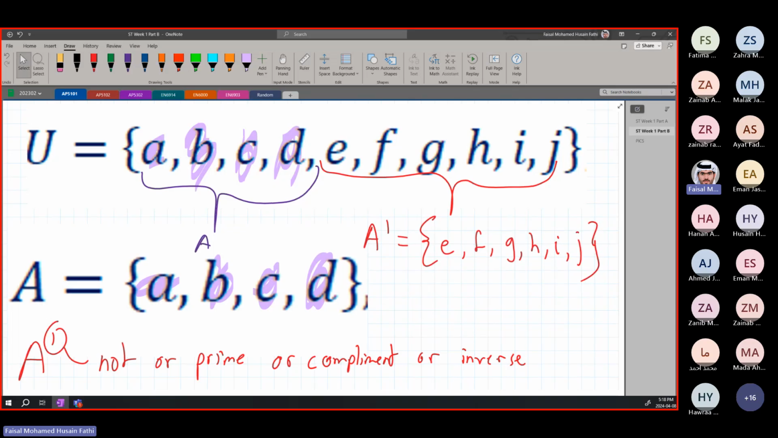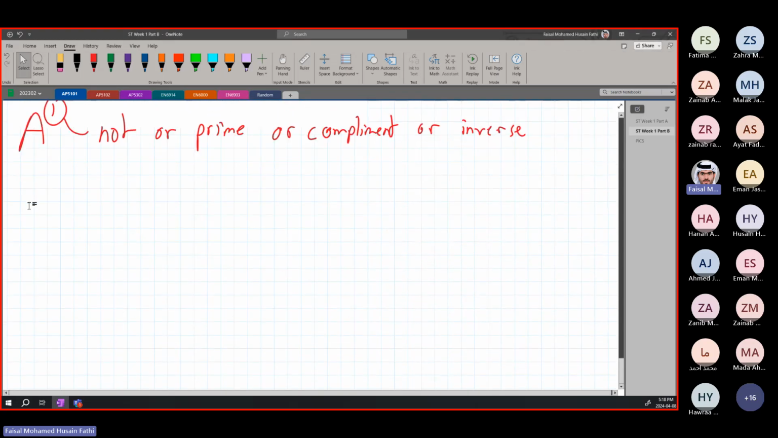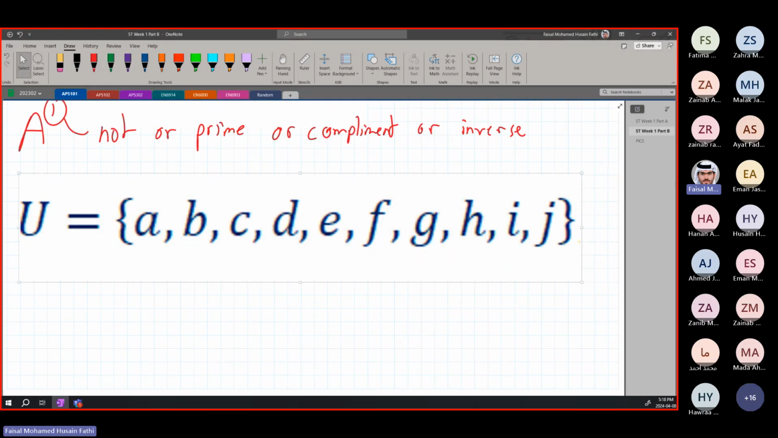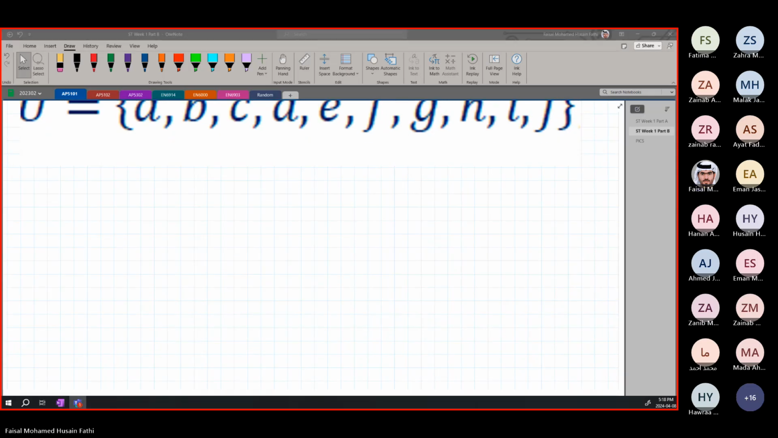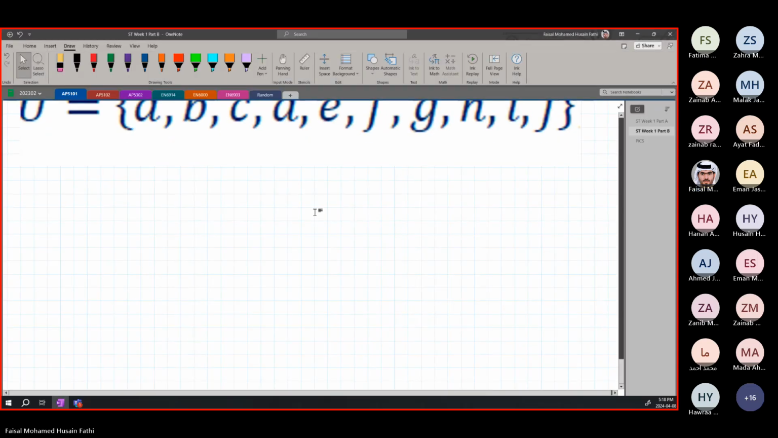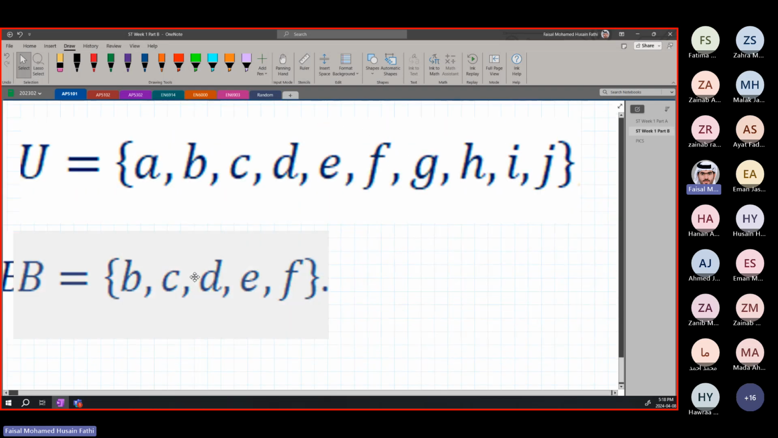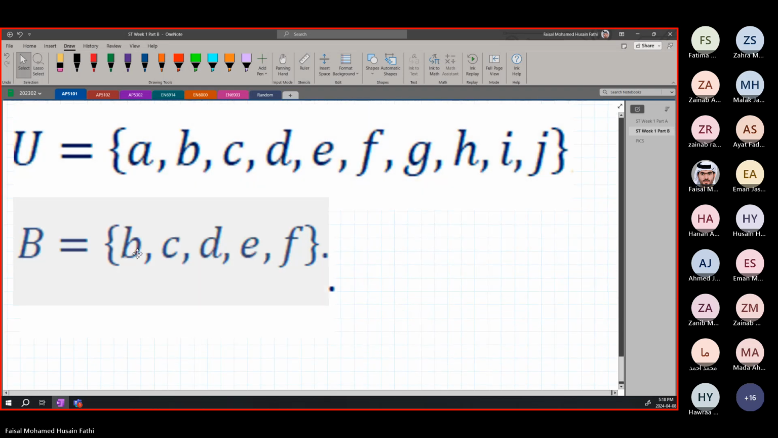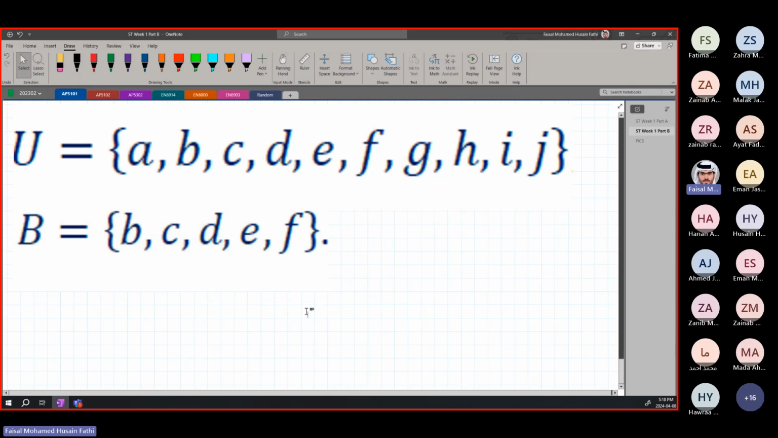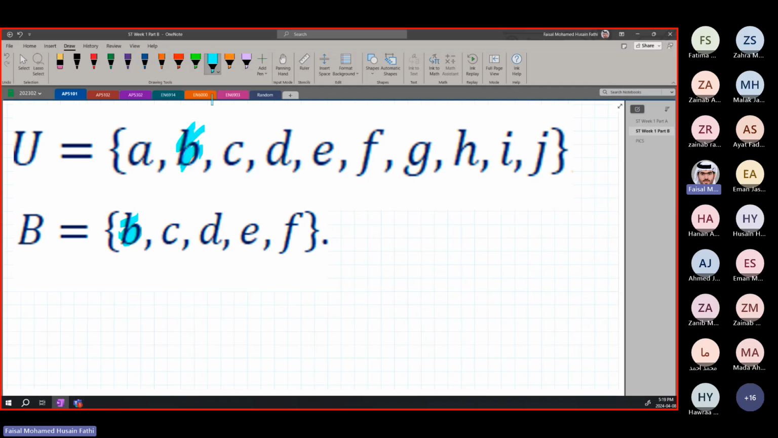The same exact concept applies to B, obviously. So if we take this again and copy paste it down here, and we take B, B is B, C, D, E, F. If we compare these two, what is similar? B we have here and here. C we have here and here. D we have here and here. E is here and here. And F is here and here.